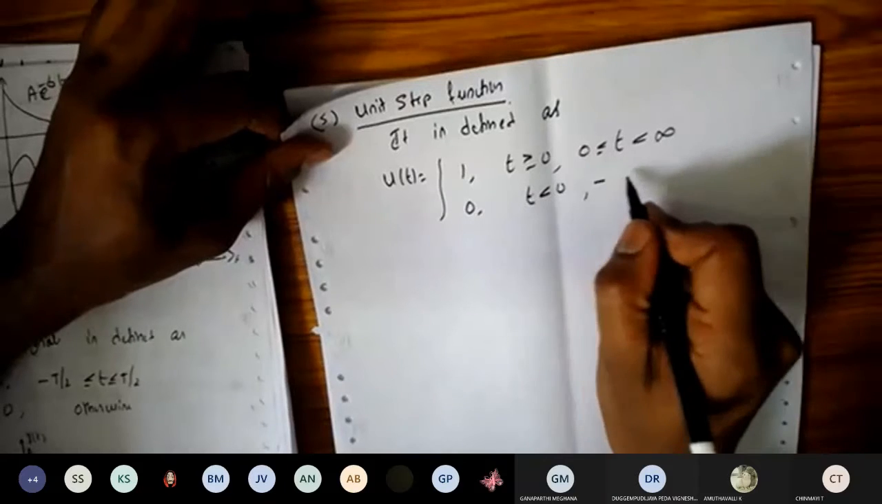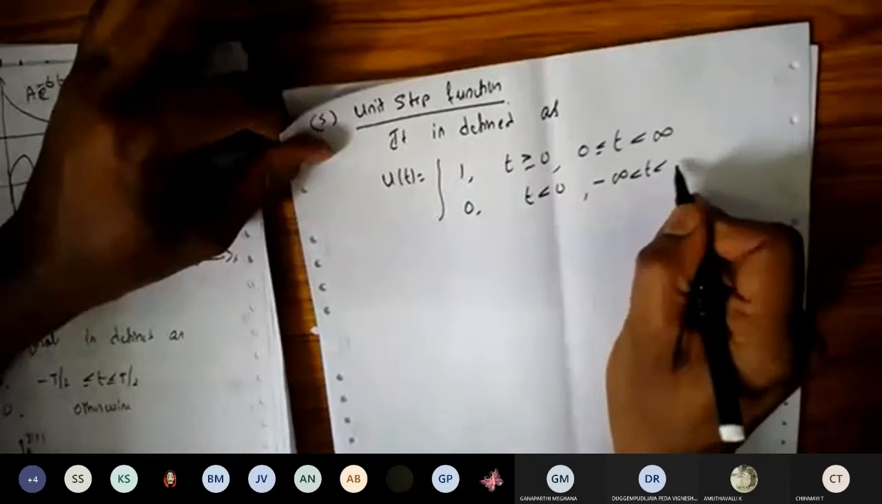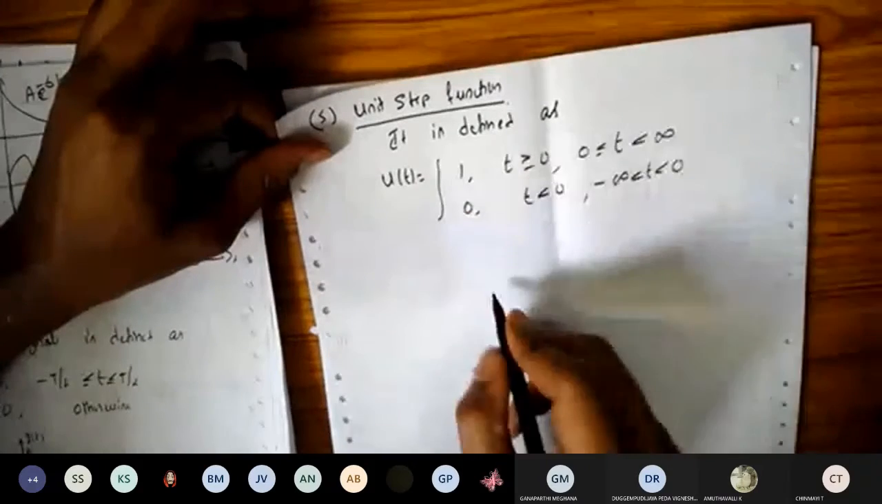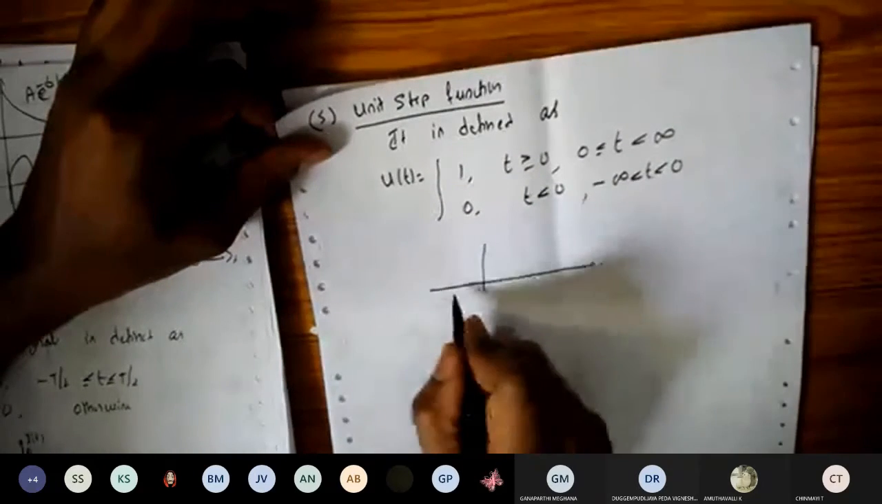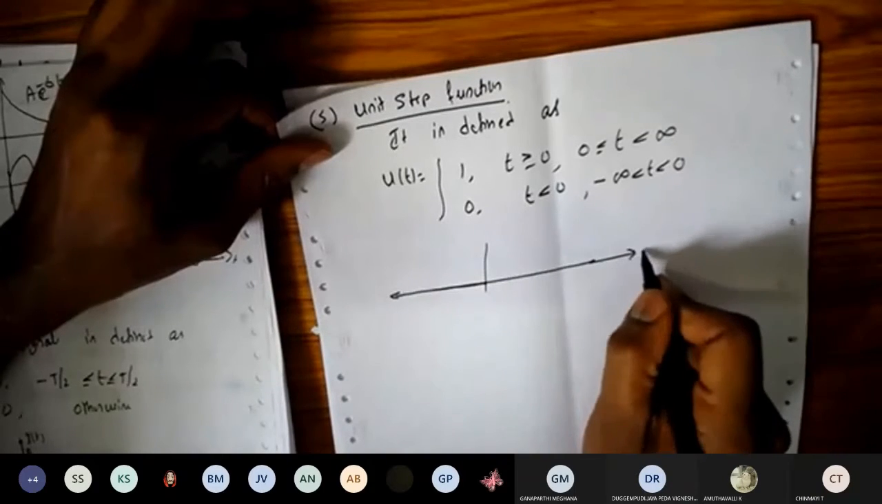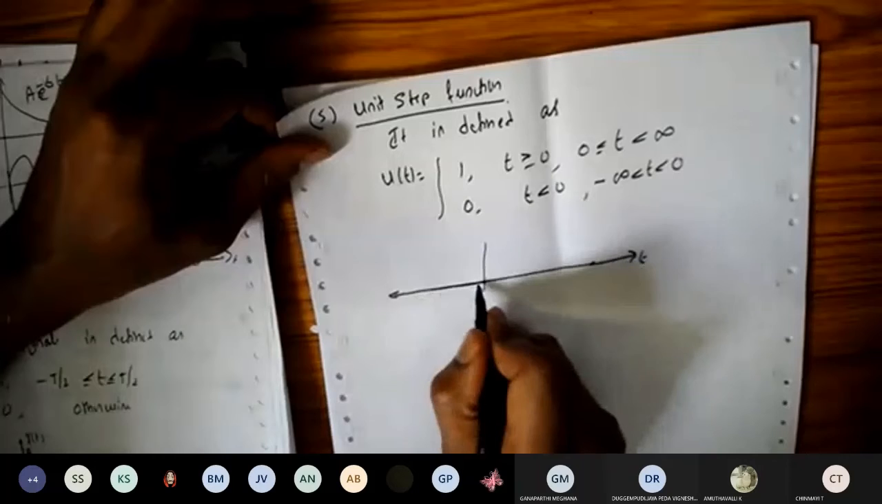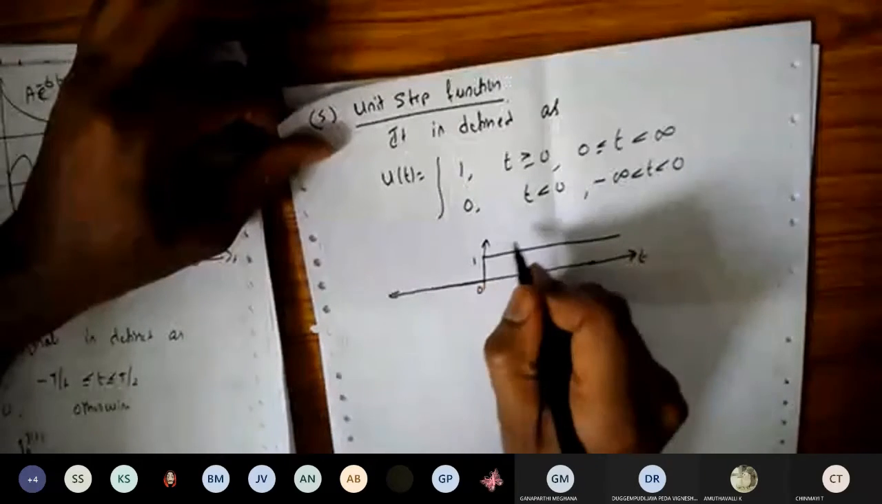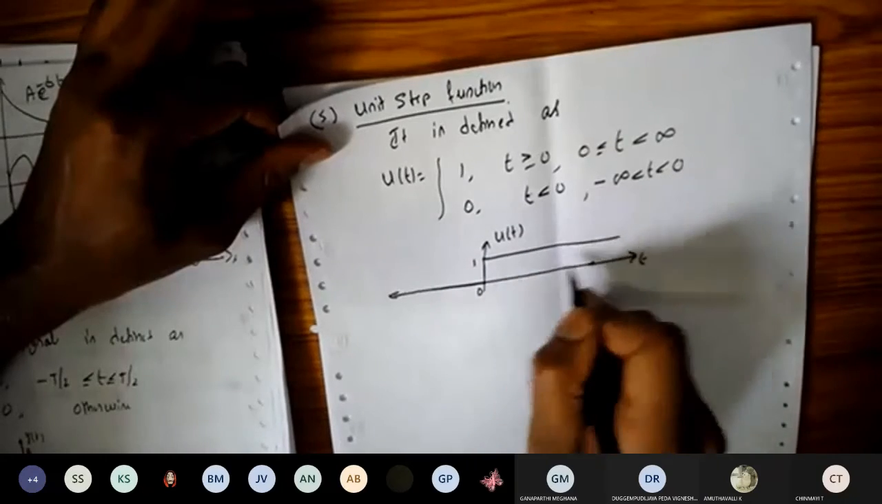t less than 0 means t can take values from minus infinity up to 0, and there it takes the value 0. So the unit step is 0 from minus infinity up to 0, and then it takes one step, where the value becomes 1. So you call this the unit step function.